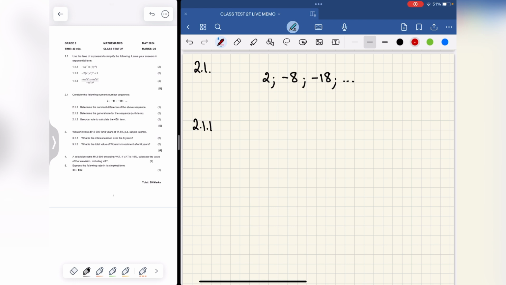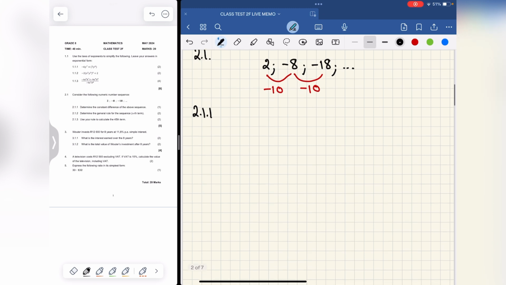I will again just say, if I go from 2 to -8 and from -8 to -18, what happens? So how do I get from 2 to -8? Well, I would need to subtract 10. And from -8 to -18, I would need to subtract 10. Okay, so let's just see how we could work that out by using the rule of saying, well, let's test for this constant difference.